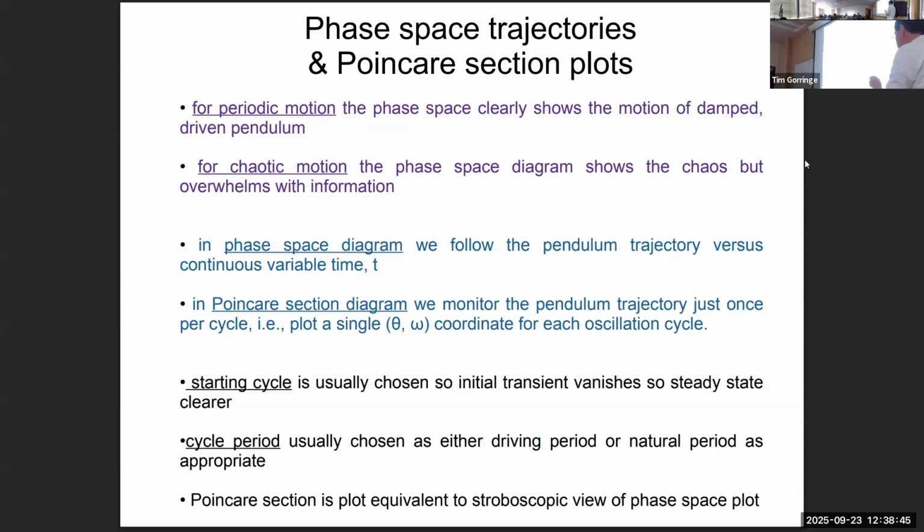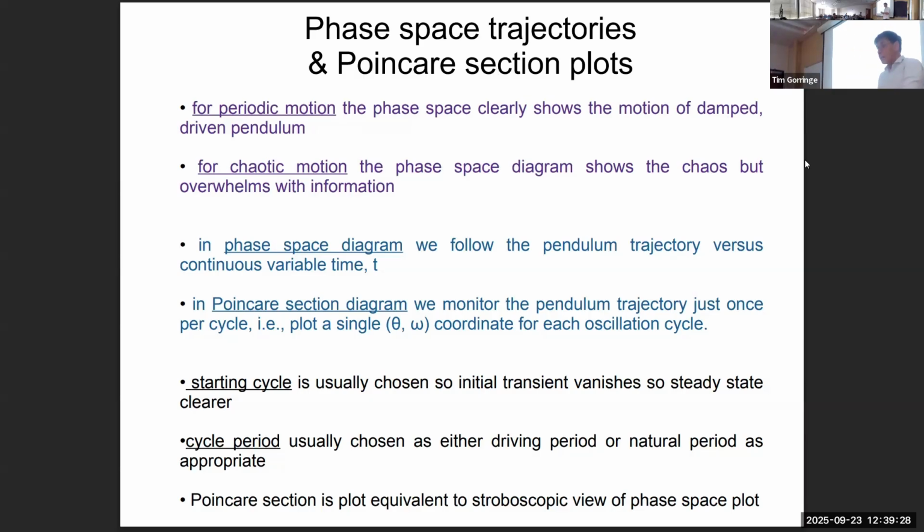A couple of words about the Poincare section plots. These will become more obvious when we start looking at examples. I labeled here this starting cycle, and this cycle period. Actually, I haven't mentioned the first one, but I did mention the second one. Often, in making Poincare section plots, we won't start plotting the position coordinates of the pendulum at these particular periods from time zero.